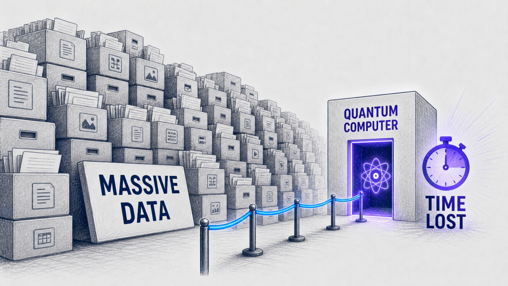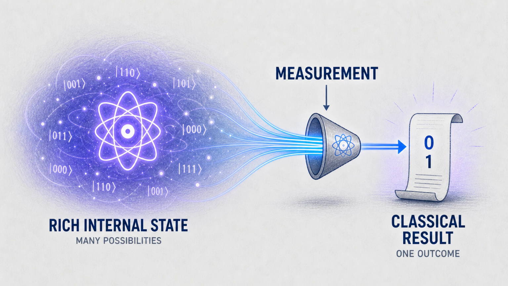If the input and output are mostly classical data, the time spent loading and reading information can erase any possible advantage. A quantum computer may hold a rich internal state, but measurement gives only a limited classical result. You cannot directly print out every possibility inside the machine. A good quantum algorithm must be designed so a small number of measurements reveal something useful.